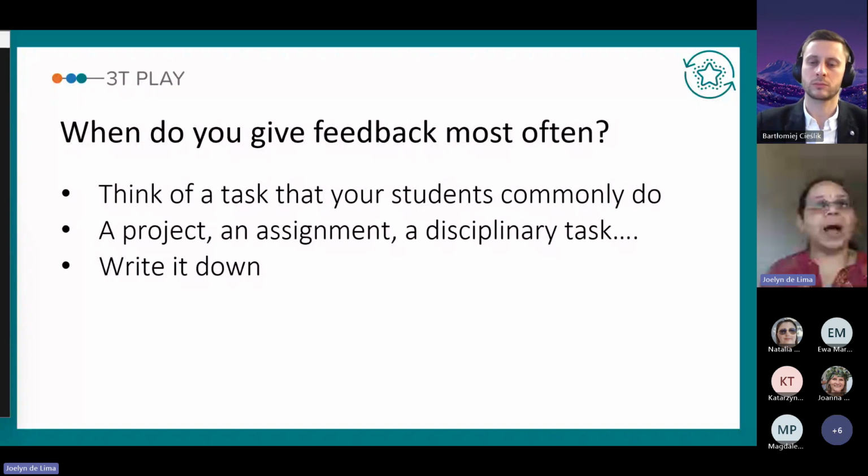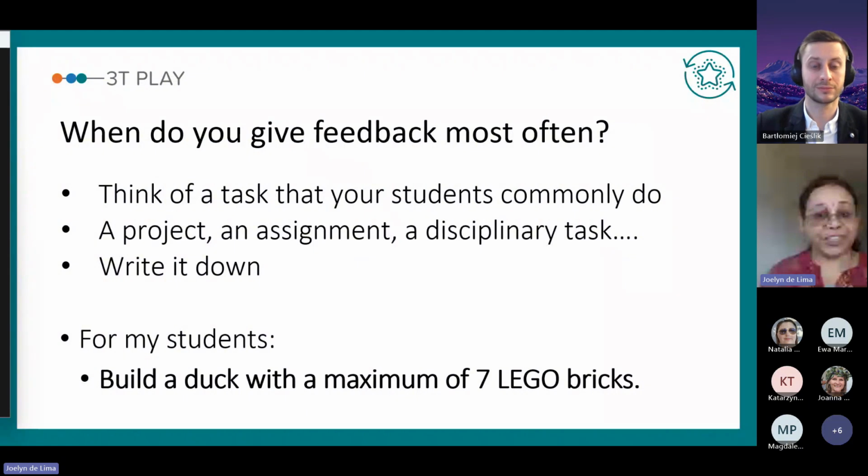I gave my students a task as well. My students had to build a Lego duck, with a maximum of 7 bricks. This was the instruction that was given to them.